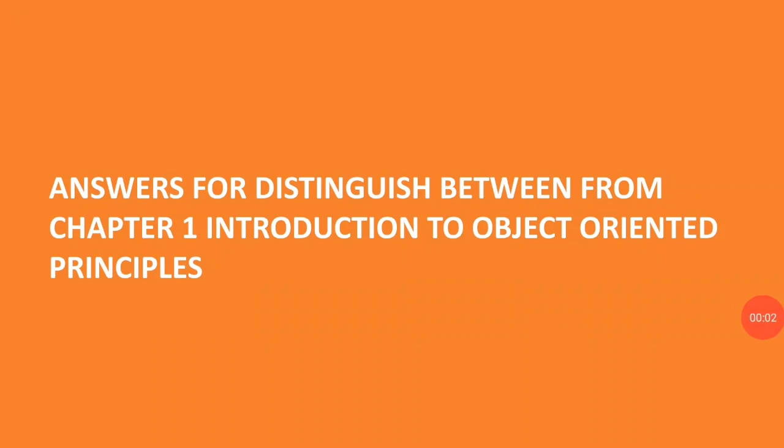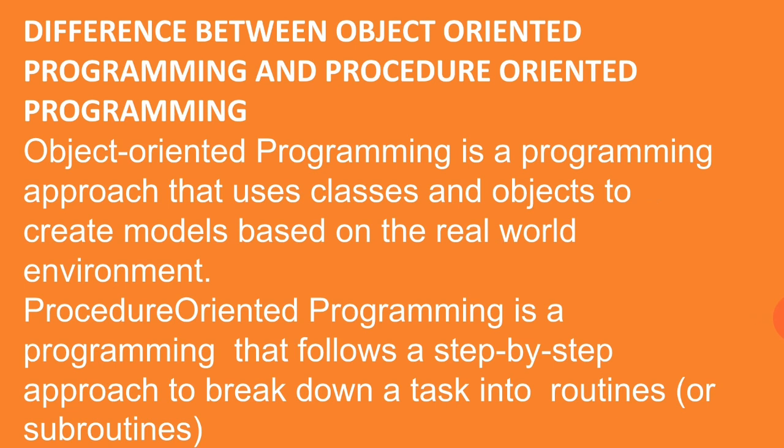Students, in this video we are going to have answers for the distinguish between from the chapter 1. First is difference between object oriented programming and the procedure oriented programming. Students, remember there is no term procedural oriented, it is always procedure oriented. So if somewhere it is written, so please correct it, that it is procedure oriented.